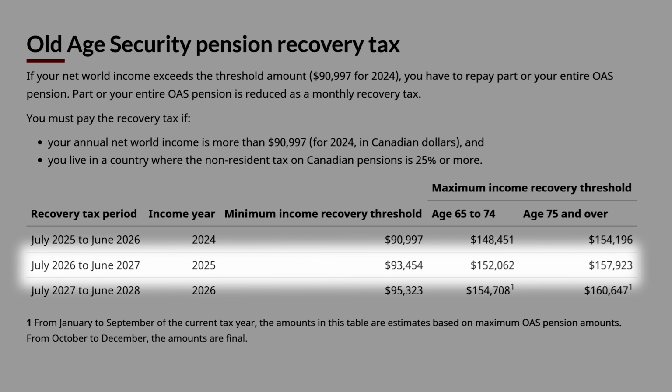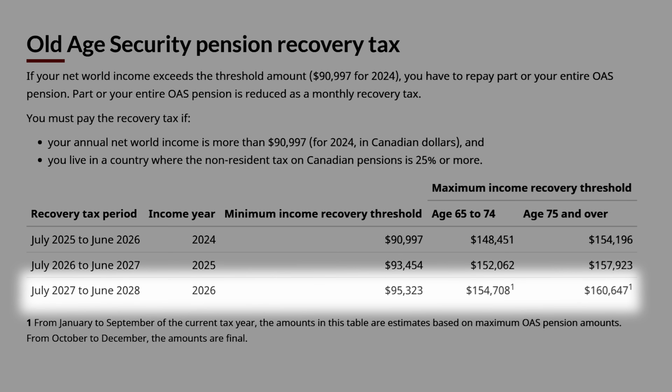For the July 2026 to the June 2027 period, the clawback thresholds increase to $93,454, $152,062, and $157,923 respectively. And the following year, they will increase again as they are adjusted with inflation. So for example, if your net income is $100,000, the clawback would be 15% of the difference between $100,000 and $93,454, which is $6,546, meaning you'd repay about $982 of OAS over that period.